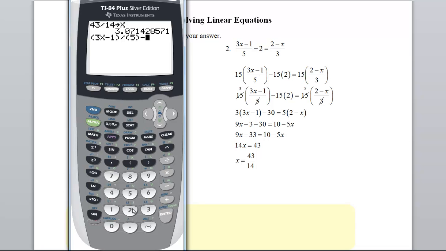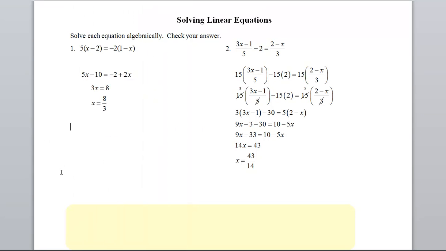Now subtract 2, so that's my left-hand side. Let me see what I get. Let me put in the right-hand side, so parentheses, 2 minus x, divide by 3. And if I come up with the same thing, that means 43/14 is my answer, and I do. So that's my correct answer. Okay? So let's see what I have under here.